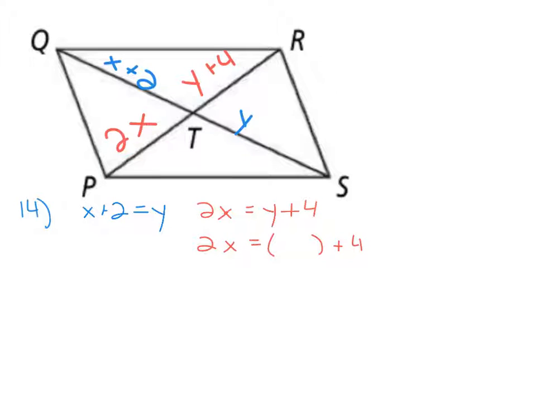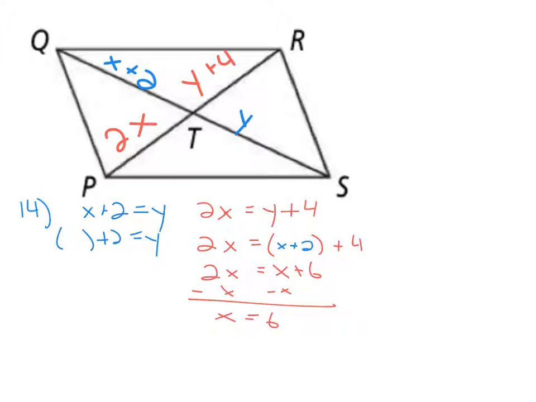Okay, so instead of y, we're going to write x plus 2. It's y's equivalent, x plus 2. And then when we simplify that out, we get 2x equals x plus 6. Subtracting x from both sides, we get x equals 6. And then when we sub that back in to the equation over here, x plus 2 equals y, well, we know that x is 6. We can say 6 plus 2 equals y, and therefore 8 equals y.